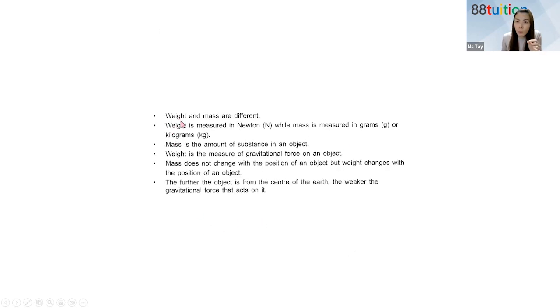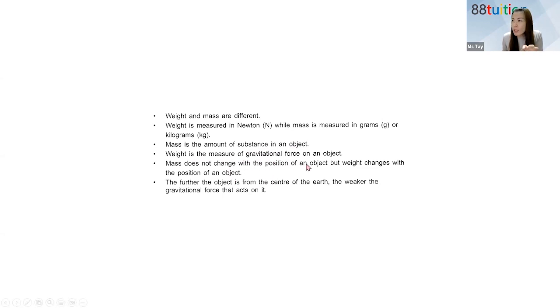Now you also need to know weight and mass. They are different. Weight is measured in newtons. Mass is measured in grams or kilograms. Mass is the amount of substance inside an object. Weight is a measure of gravitational force. Our weight is derived from the gravity pull.